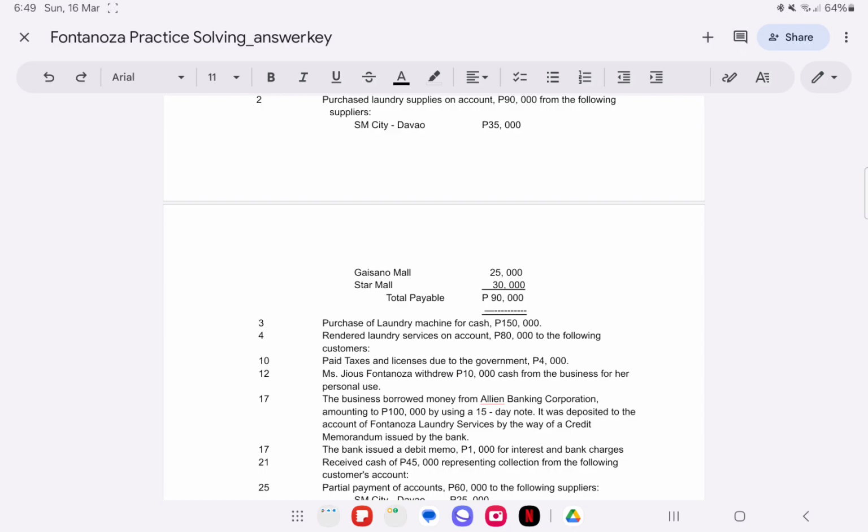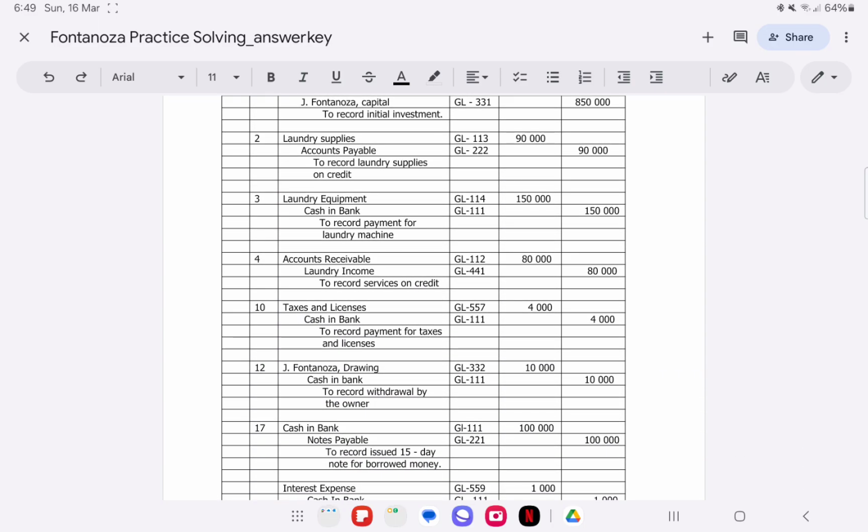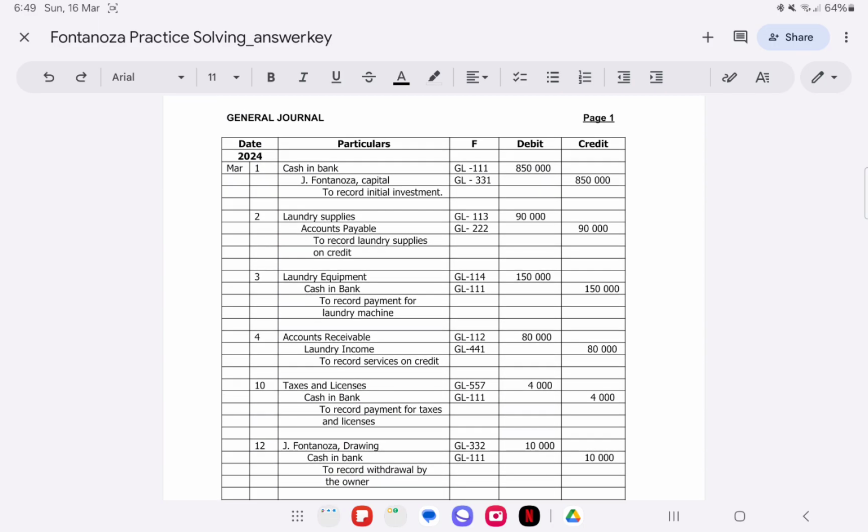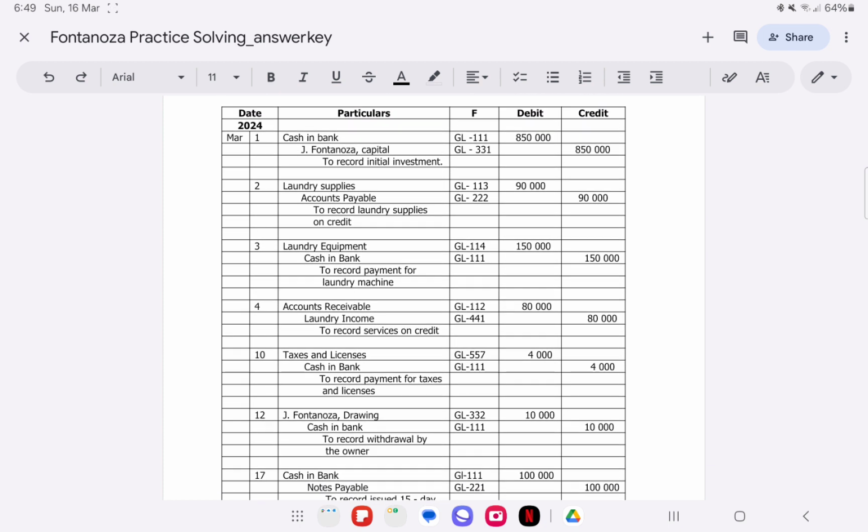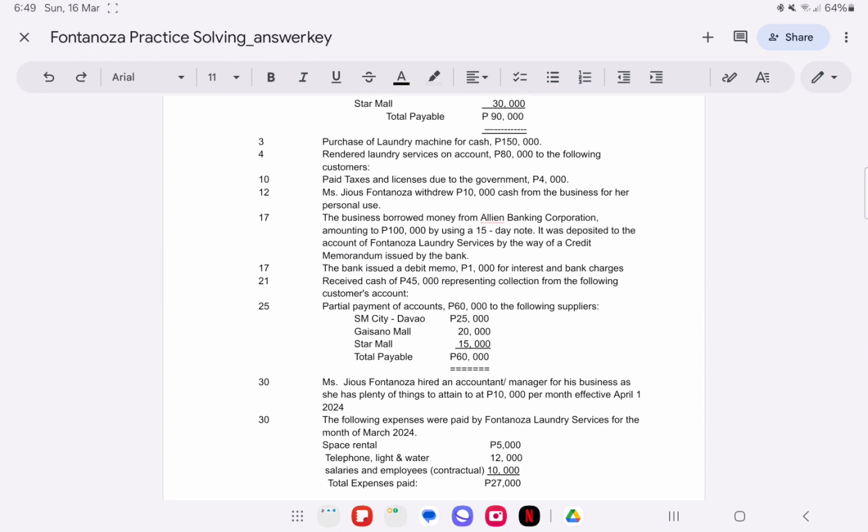So here's transaction number 12. J. Fontanoza drawing, GL 332 10,000, and credit cash in bank, since cash in bank is the accounting title that we use in the chart of accounts, GL 111 10,000, to record withdrawal by the owner. Then next we need to skip one row. Then transaction 17: the bank issued a debit memo, 1,000 pesos, for interest and bank charges.